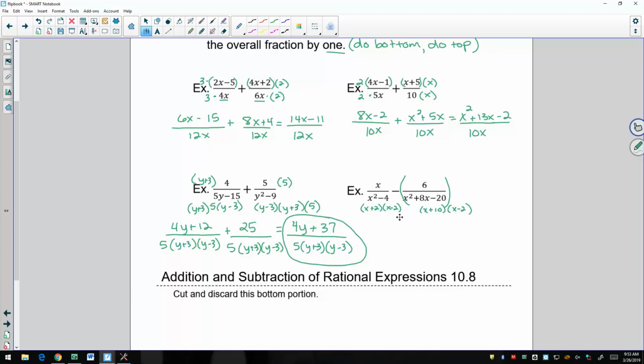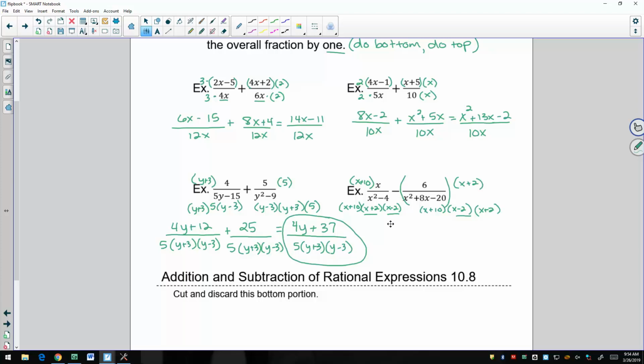Now, let's look at the ones they actually have in common. They both have, whoops, I underlined the wrong one. They both have x minus 2, so that's already common. But this side has an x plus 10, which means this side needs to have an x plus 10. So I'm going to multiply this side by x plus 10, top and bottom. And now this side has the x plus 10, it has the x minus 2, it's missing the x plus 2. So I'm going to multiply this side by x plus 2, top and bottom.